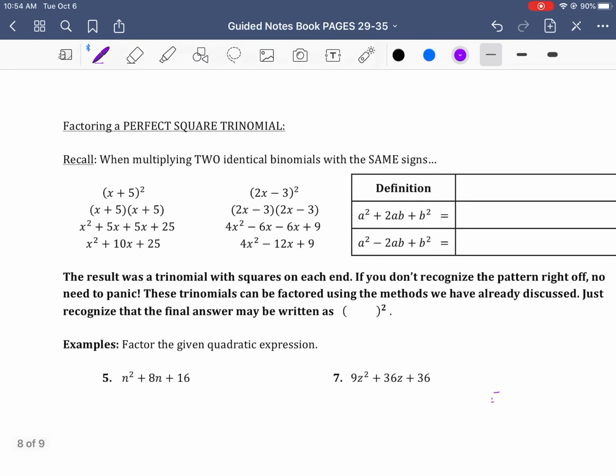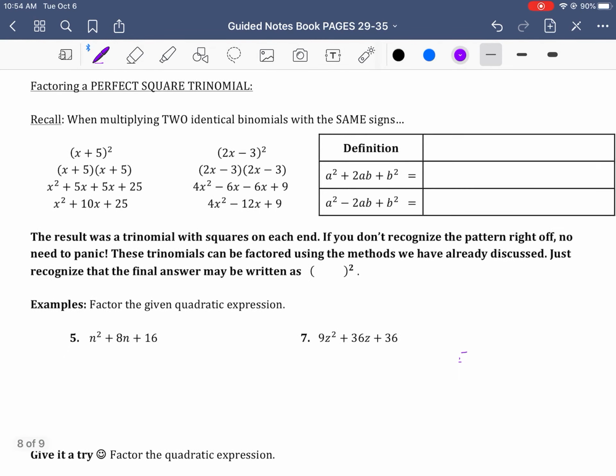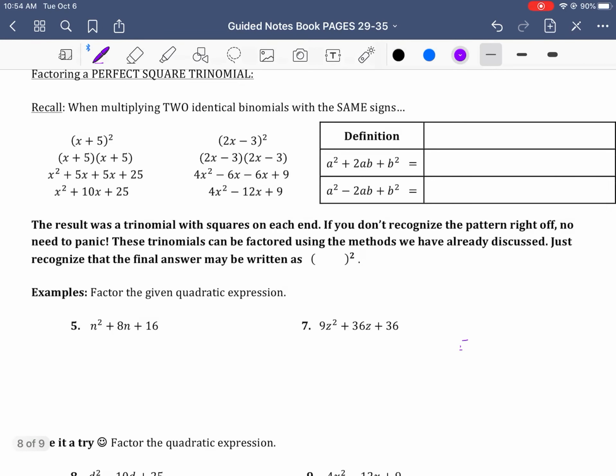The second one is called the perfect square trinomial. We'll use this one a lot more in the future. But again, you're given a trinomial, and if you're going backwards trying to factor it, really you can just factor it like we've been practicing normally. Just know that once it's written as 2x minus 3, 2x minus 3, we often write our final answer as 2x minus 3 squared. So it just means that there's 2 of them.